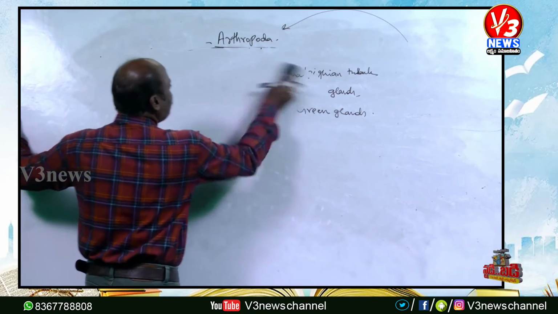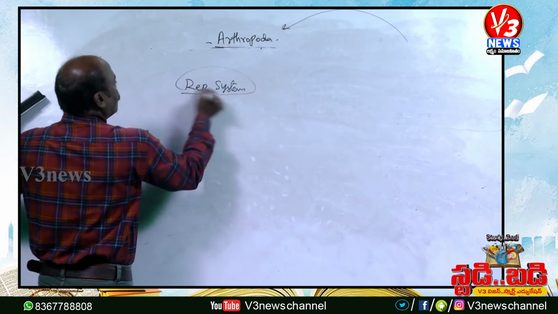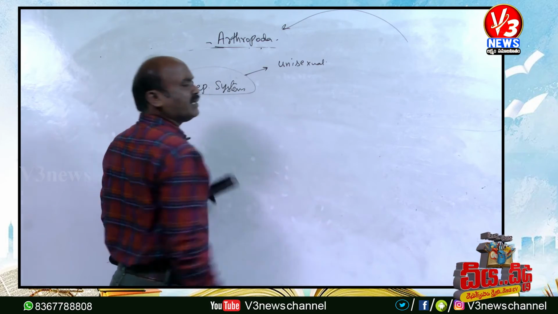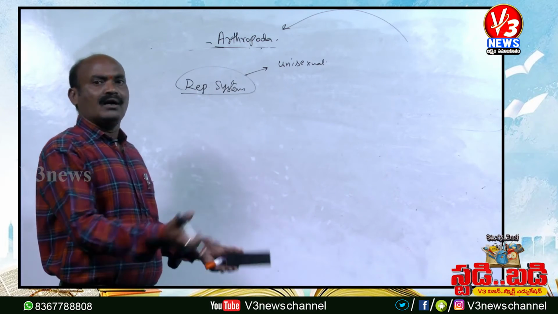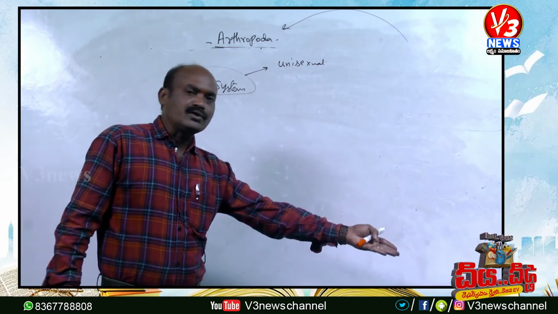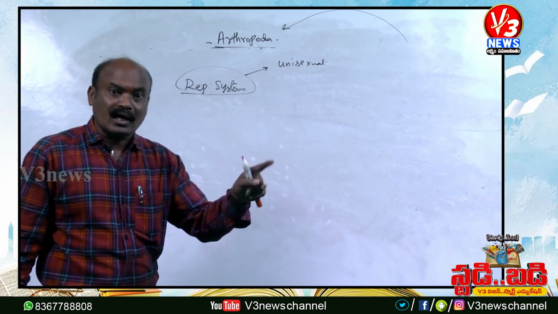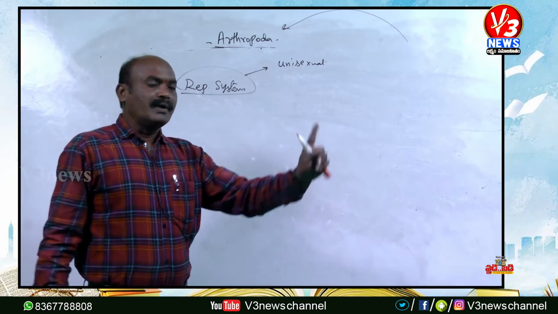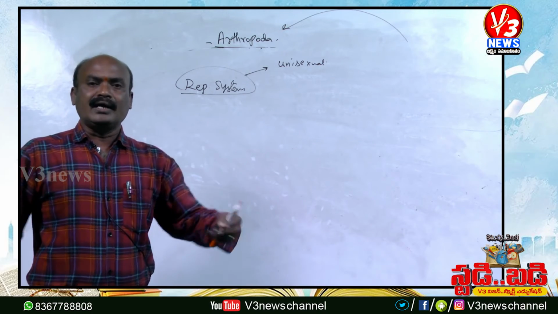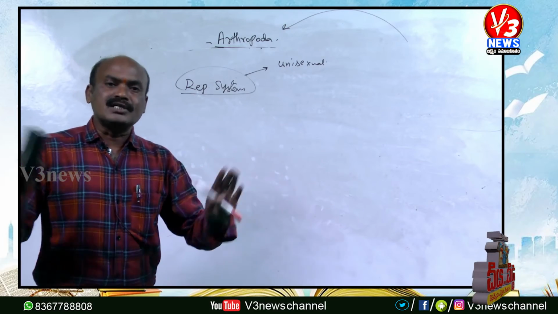Then coming to the reproductive system. The arthropods are unisexual. A single organism has only one type of reproductive organs, either male or female. The most familiar example we know is the cockroach. In cockroaches, male and female are separate. They exhibit sexual dimorphism. We are discussing the cockroach only, not all. The male cockroach is identified by the presence of anal styles and the absence of brood pouch. In the female cockroach, there are no anal styles and a brood pouch is present.